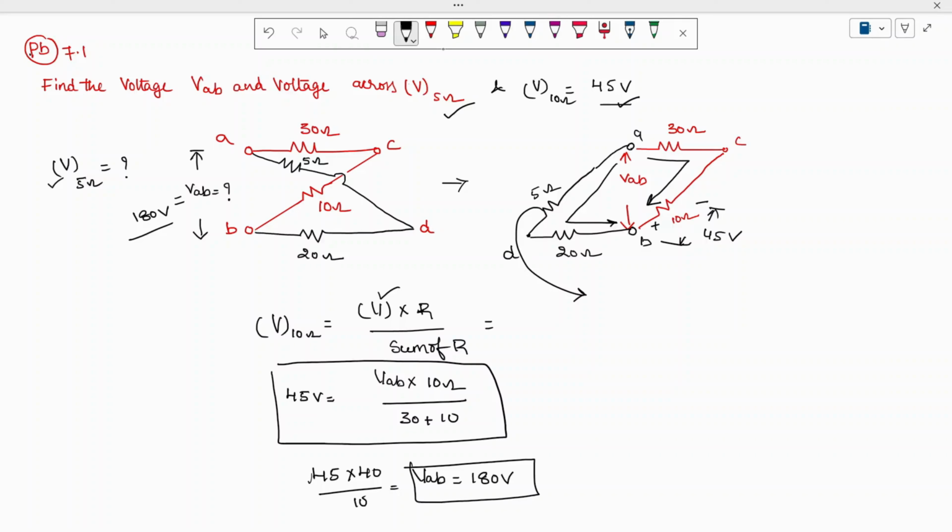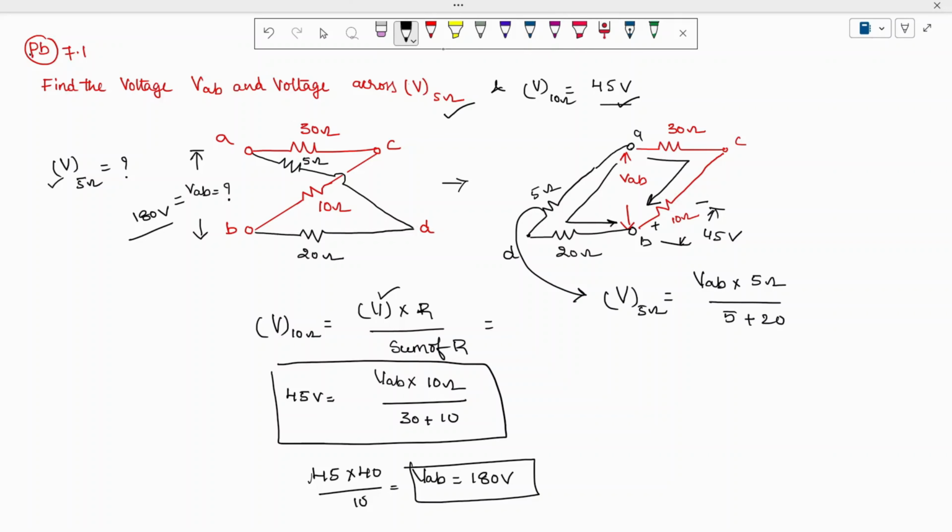To find the voltage at the 5 ohm resistor, as per the formula, the total voltage we have is VAB. Here we require the drop. The resistance in this branch is 5 ohm, so the same resistor 5 ohm divided by the sum of resistors, which is 5 plus 20. You may get confused here.